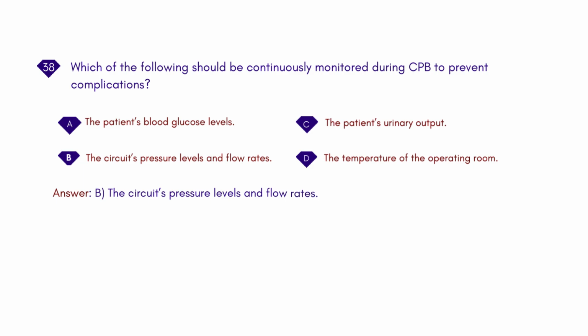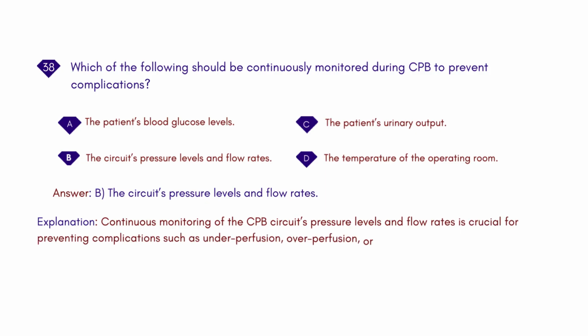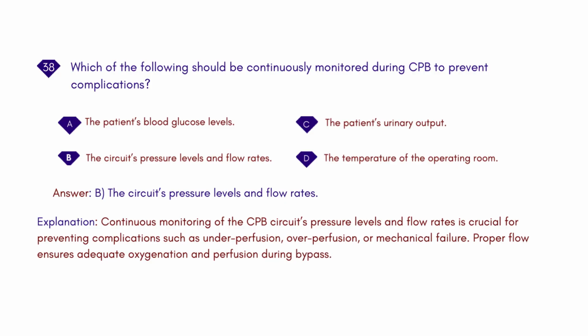Answer: B. The circuit's pressure levels and flow rates. Explanation: continuous monitoring of the CPB circuit's pressure levels and flow rates is crucial for preventing complications such as underperfusion, overperfusion, or mechanical failure. Proper flow ensures adequate oxygenation and perfusion during bypass.